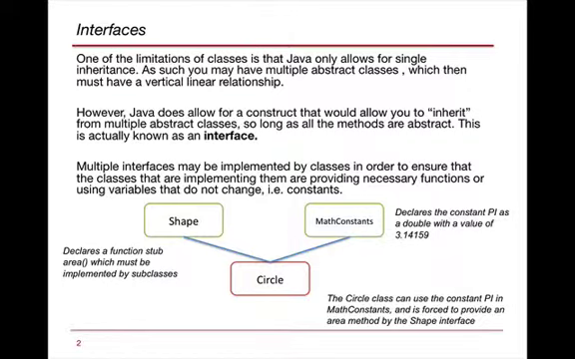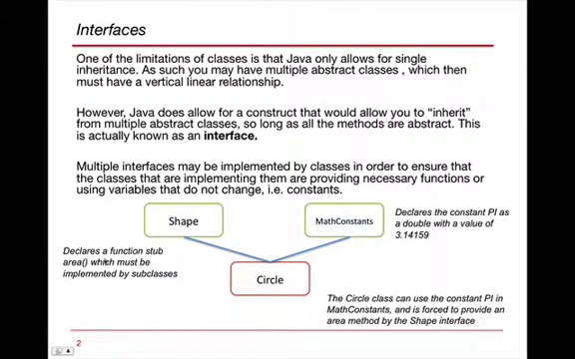The diagram down below says we might have a shape class and we might have a math constants class that are separate. Java does allow for a construct that would allow us to inherit from these things so long as the methods are abstract and variables are constant. These are known as interfaces instead of classes. It's a way around this multiple inheritance problem. So I have two different types here.